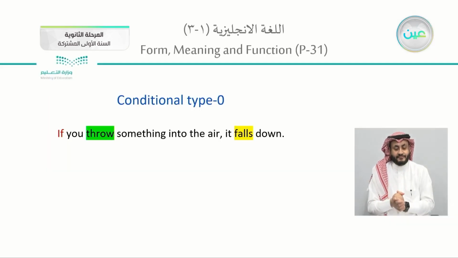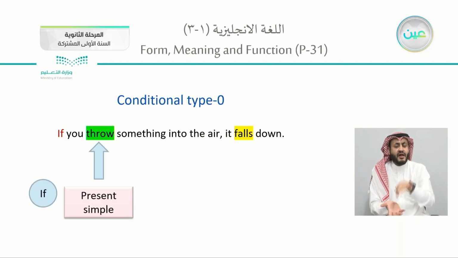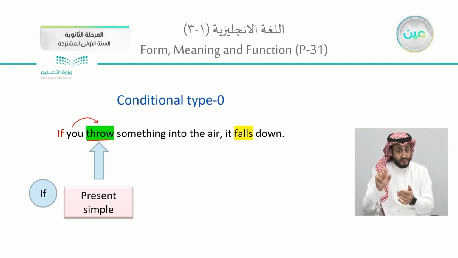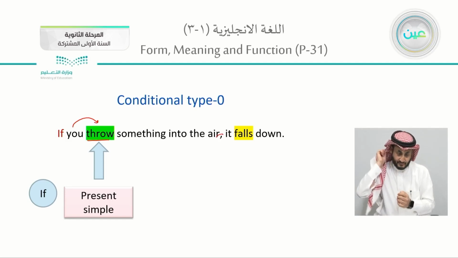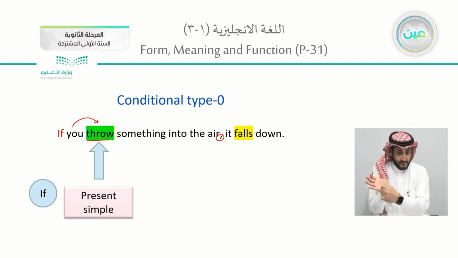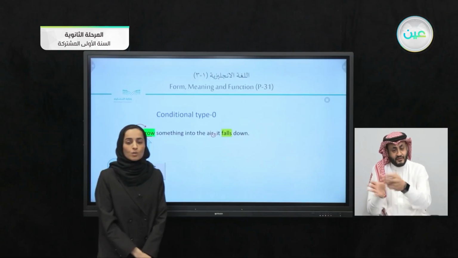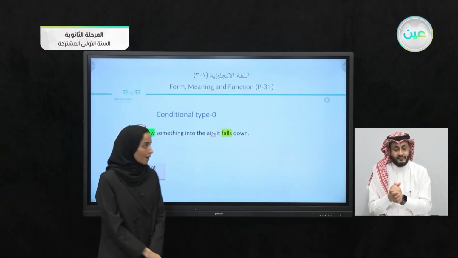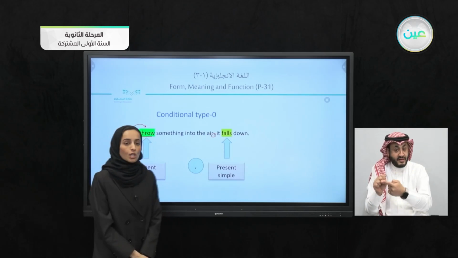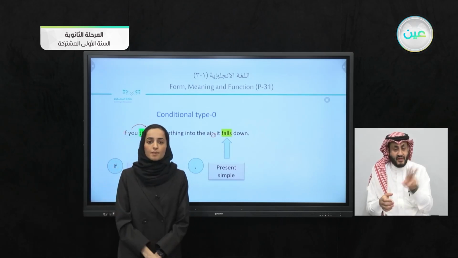So this is conditional type 0, which is the present conditional. We're having it start with if followed by the simple present tense. Notice here, because we have you, we used throw. It's not throwing or threw. Then here, this is the conditional clause. It will be followed by a comma. Then the result clause, it falls down. So in here, it will be also in the present tense.